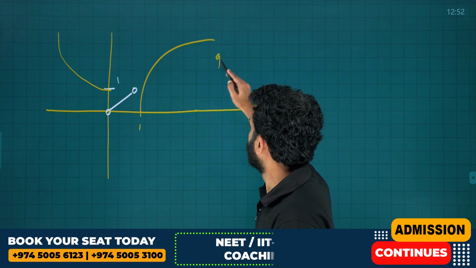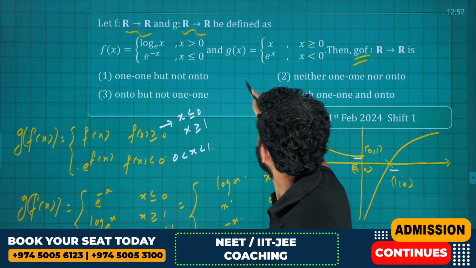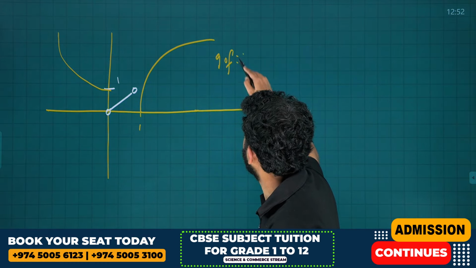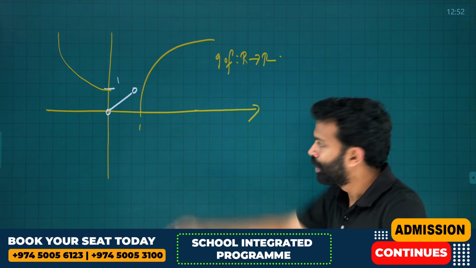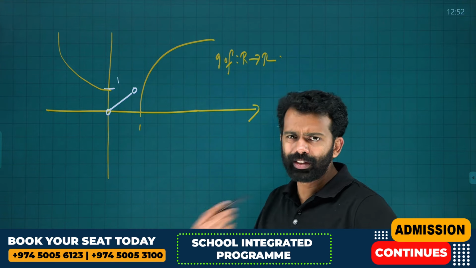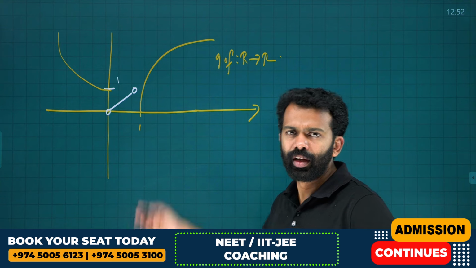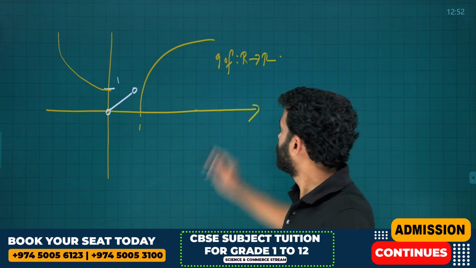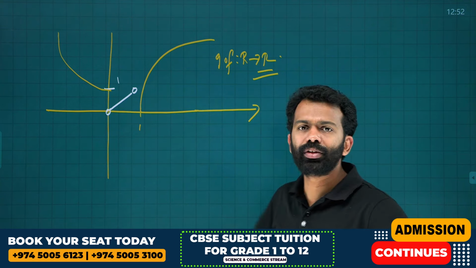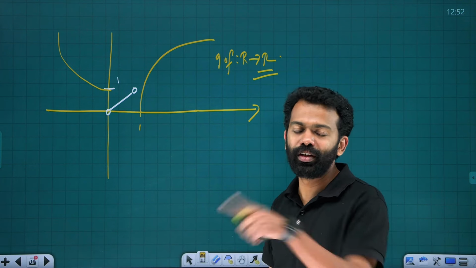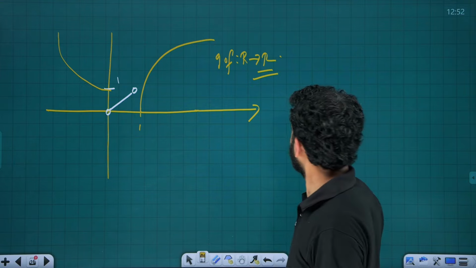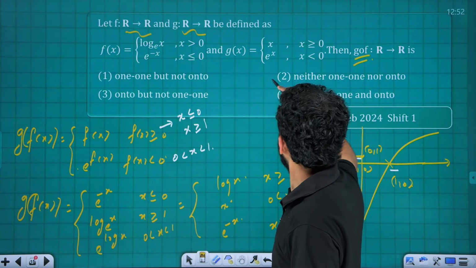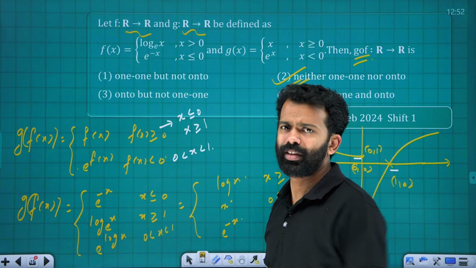We know that g of f is defined from real numbers to real numbers. So which function is this, 1-1 or many-1? If you draw a horizontal line, it will easily fail. Therefore, which function is it? Many-1. And is it onto or into? See, the codomain is real numbers. Are they using all the real numbers? Absolutely not. Therefore, this function is into. Therefore, it is neither 1-1 nor onto.